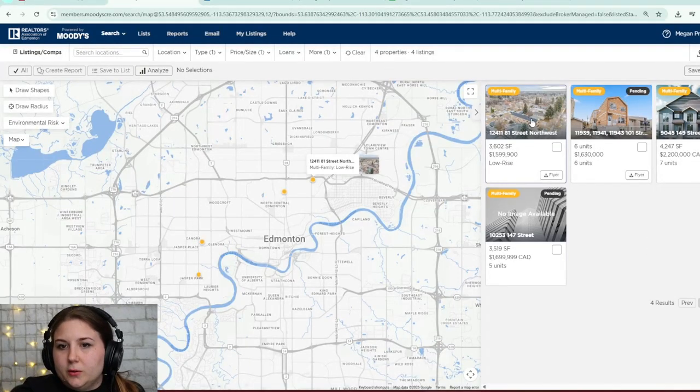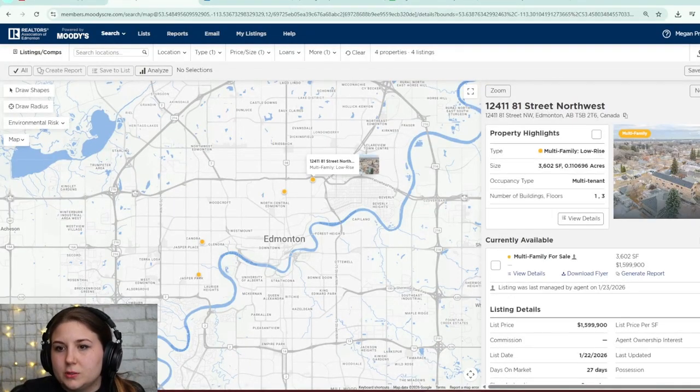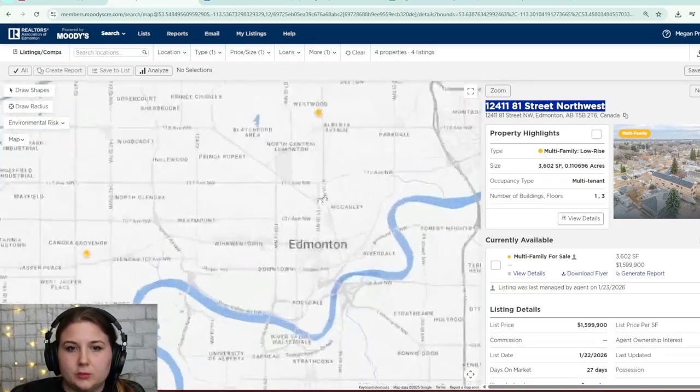Going back to here, let's take a look. We only have 4, so this should be somewhat easy. We always want to look at the location first.